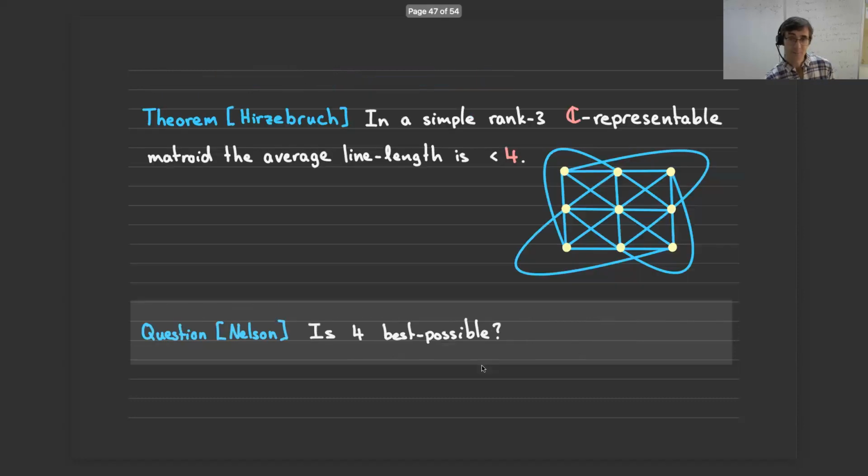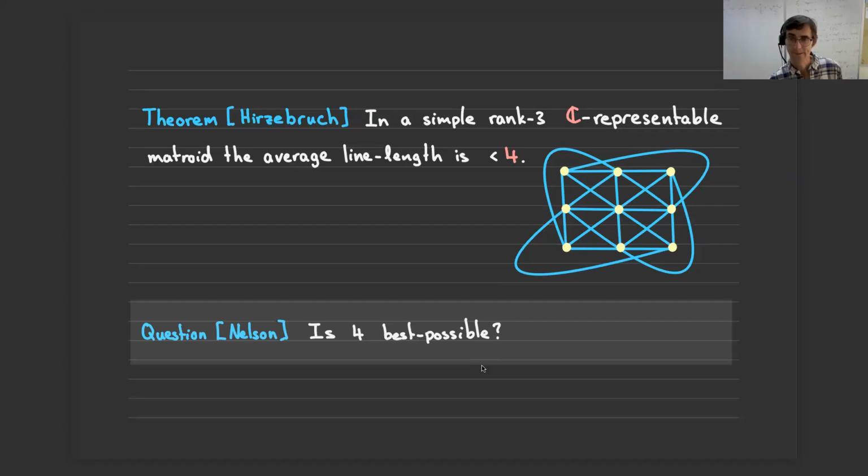When I last spoke about this material, Peter asked me if this 4 in Hirzebruch's result is best possible. And I spent a bit of time thinking about that. So the matroid there shows you can't write less than 3 because that's the ternary affine plane, and all the lines have length exactly 3. But that's still a fair way from 4.